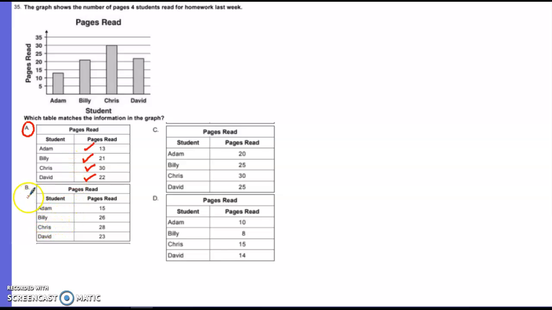Let's look at B, for instance. If we look at B, it says Adam read 15 pages. Let's see what that says. Adam, his line doesn't go all the way up to the 15, so I know that can't be the choice because Adam doesn't have 15 yet. C, it says Adam has 20. Well, if Adam didn't have 15, he surely didn't get all the way up here to 20, so C can't be the answer either. D, Adam, 10. Well, Adam, he read more than 10. He read about 13 pages, so I know that one's not right either, which just helps us confirm that A is our correct answer.